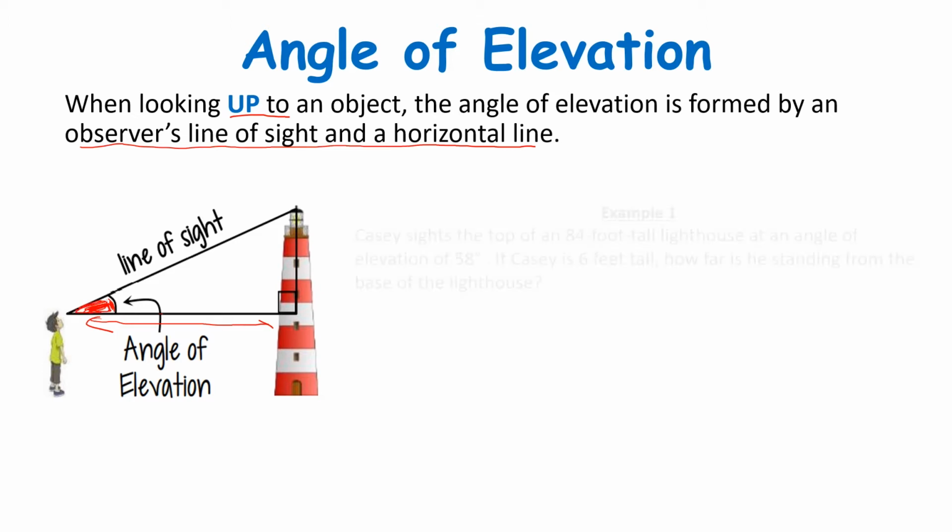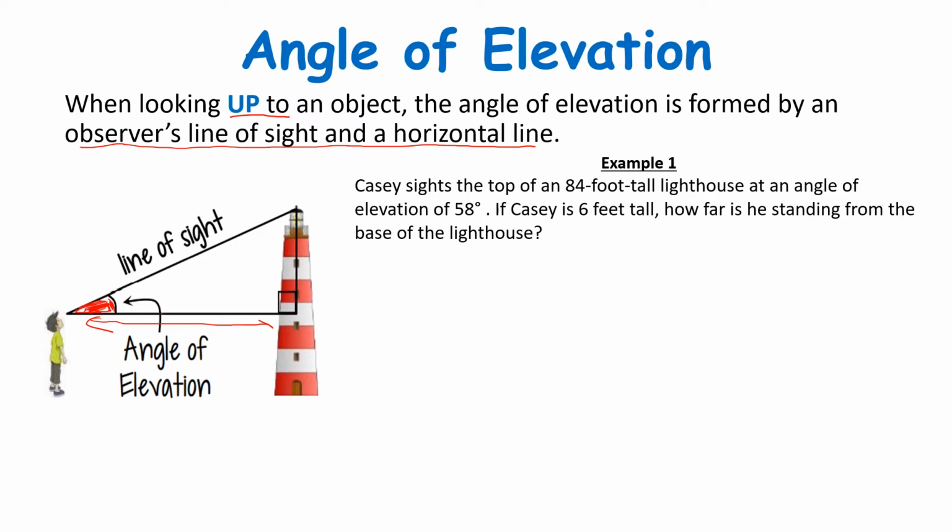So let's try an example. Example 1: Casey sights the top of an 80-foot tall lighthouse at an angle of elevation of 58 degrees. So we have our image here. This lighthouse is 84 feet tall, and the angle of elevation is 58 degrees. If Casey is 6 feet tall, how far is he standing from the base of the lighthouse? So let's label Casey here.